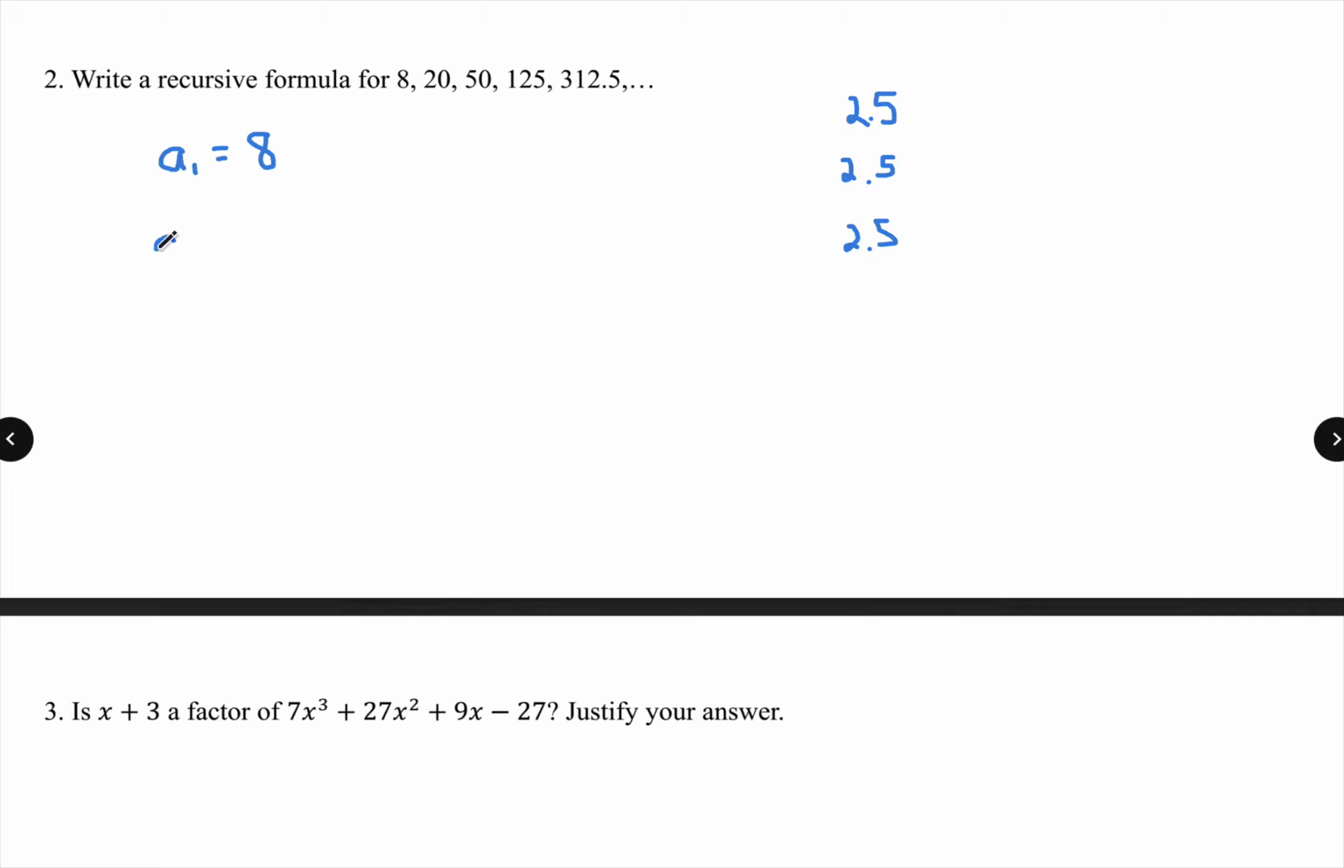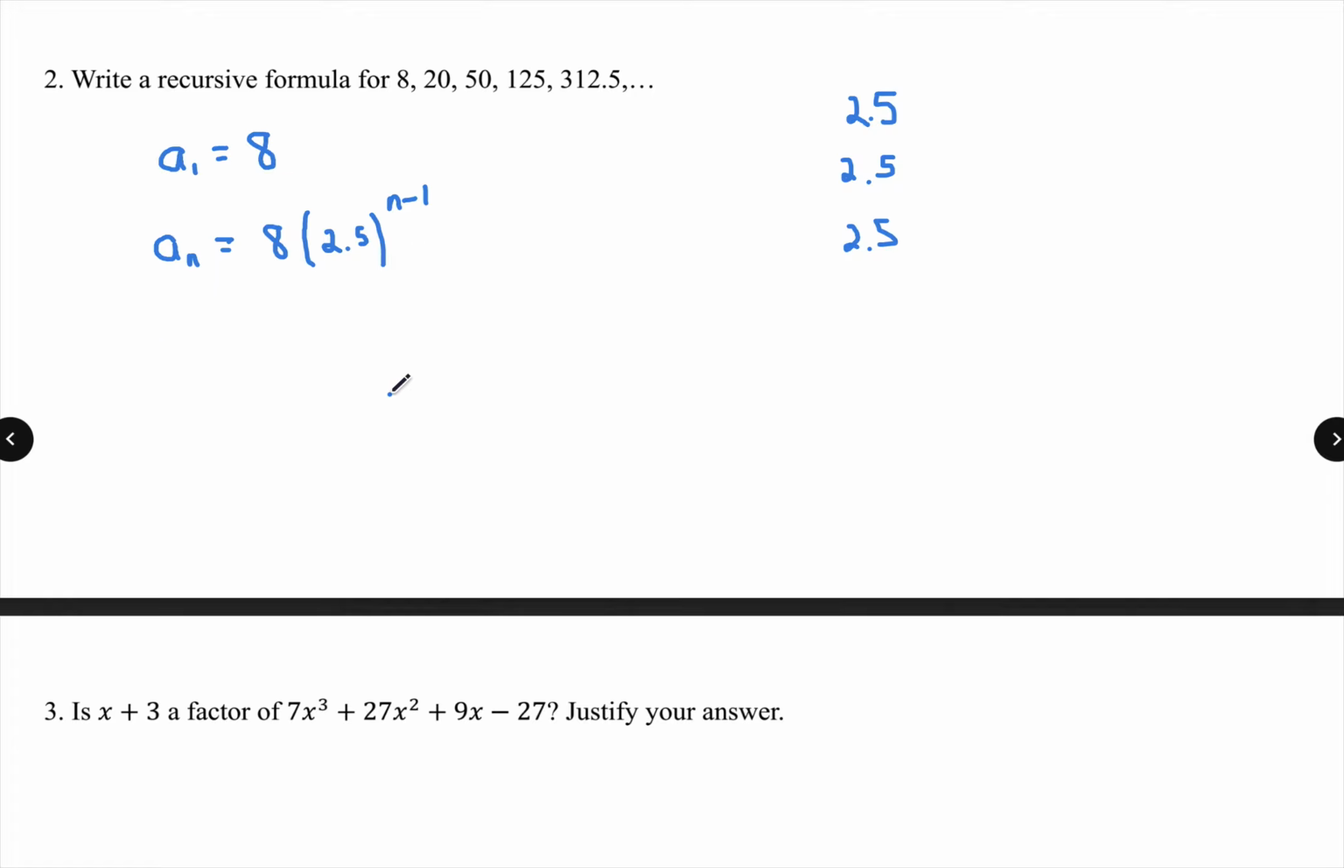And whenever you're doing something like this, you're going to say a to the n, because you don't know what the n is. Your a to the 1 is 8, and it's being multiplied by that rate, and the rate is being raised to n minus 1. And this makes sense, because if you check it, a to the 1: 1 minus 1 is 0, which means this simplifies to 1, and just 8 times 1 makes sense.